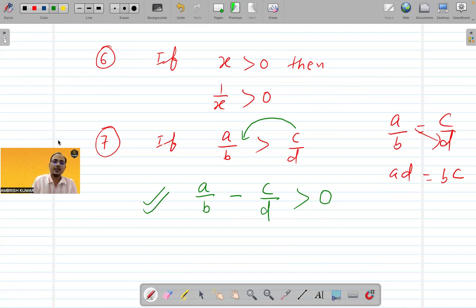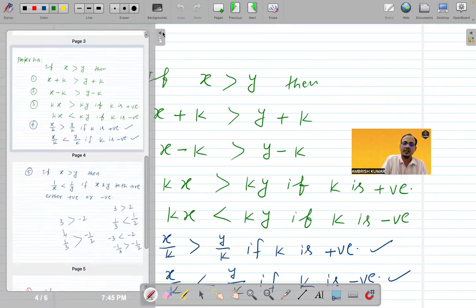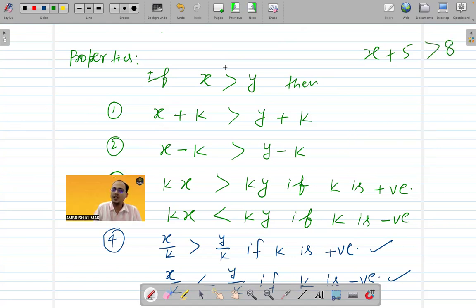Clear? And you know one thing, go to the first property. See what is the first property. When I say x is greater than y, you can add the same constant. Like see, if we have x plus 5 greater than 8. Now, as we know that on both the sides, we can add or subtract the same constant. So here we are subtracting 5, here we are subtracting 5. So finally we get x greater than, look, minus 5 plus 5 cancel, x greater than 8 minus 5. So what can we conclude from here?